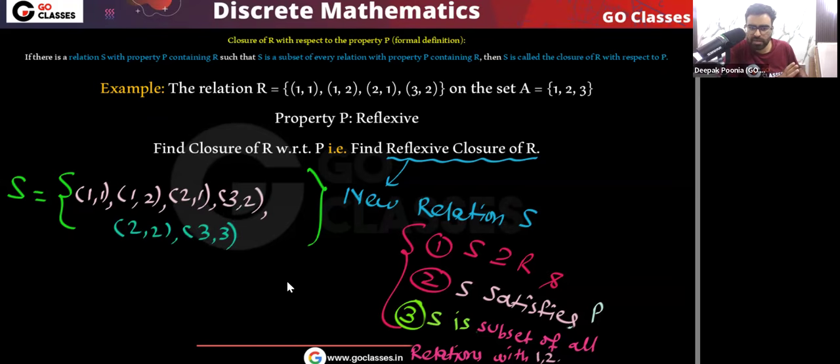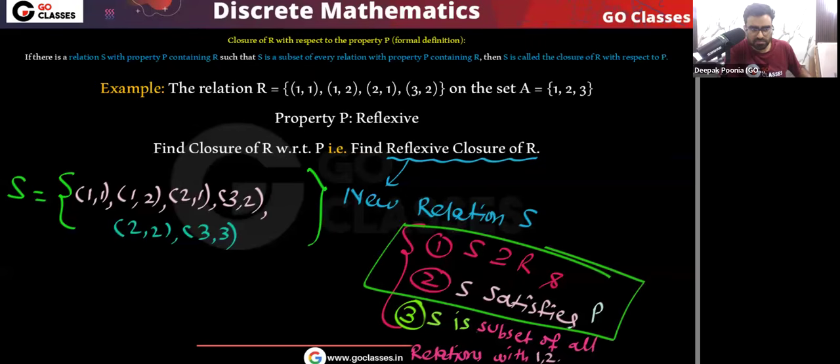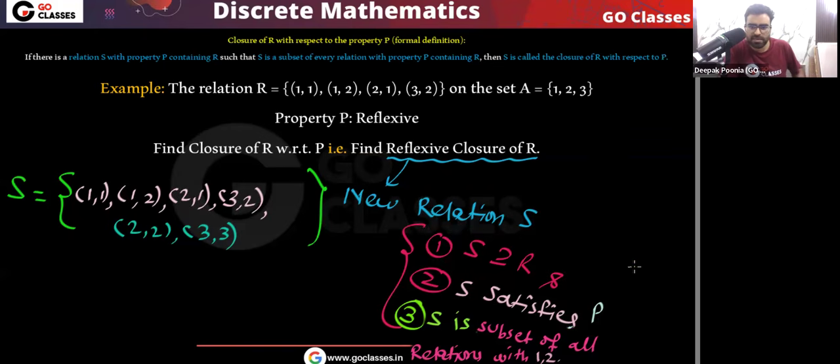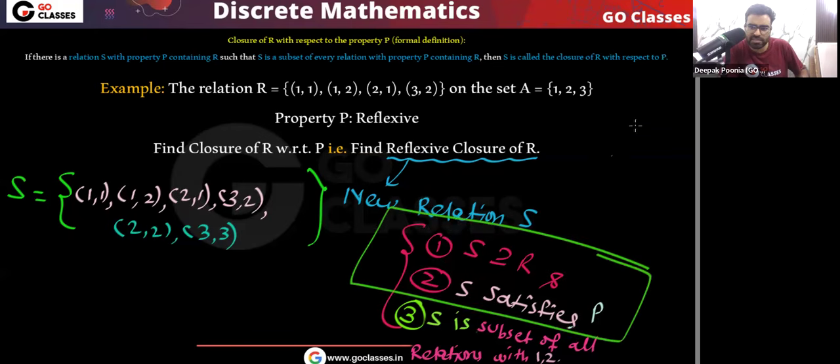Now for a moment stop and tell me. If I make any relation which has 1 comma 2, can I say S will be a subset of that relation? Please tell me, if I make any relation which is a superset of R and which has the reflexive property, can you guarantee that S will be a subset of that?